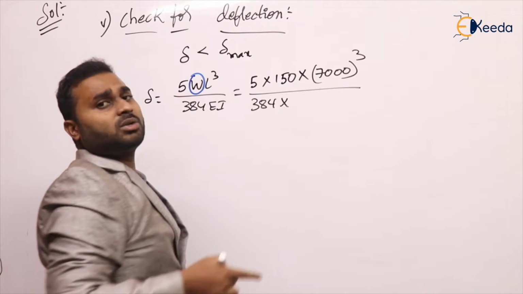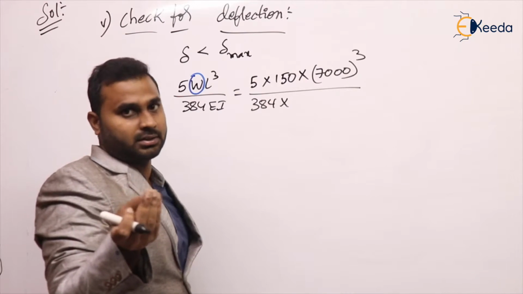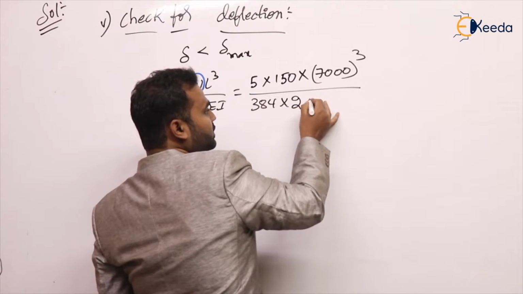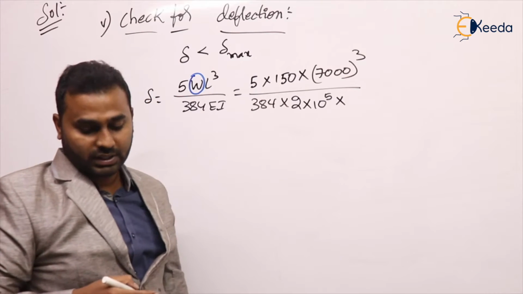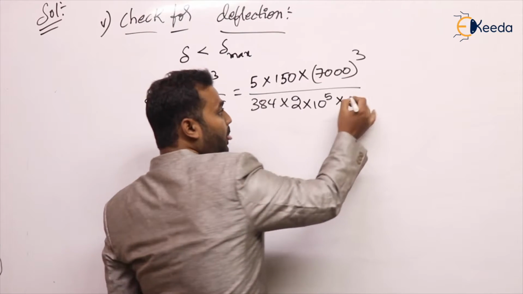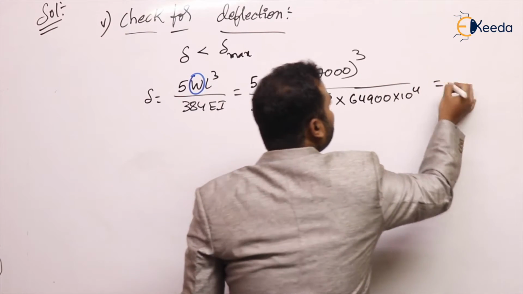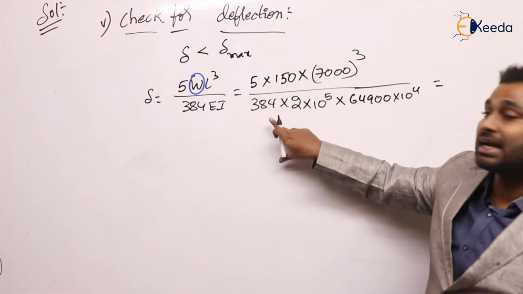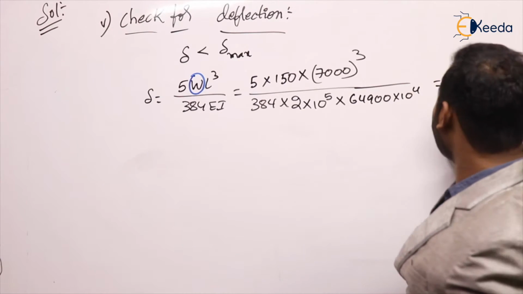Sorry, E is nothing but Young's modulus, the standard value for steel, that is 2 × 10⁵. And the I value is already given in the question: 64900 × 10⁴. Upon simplifying, we'll get the calculated delta, or you can say deflection because of the externally applied load. How much? 5.16.